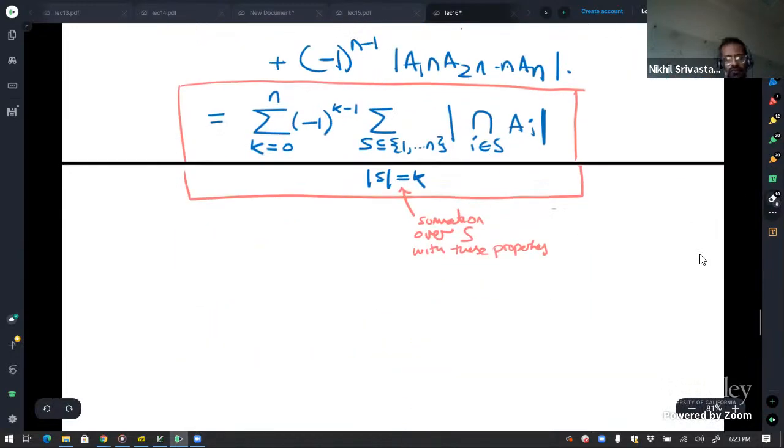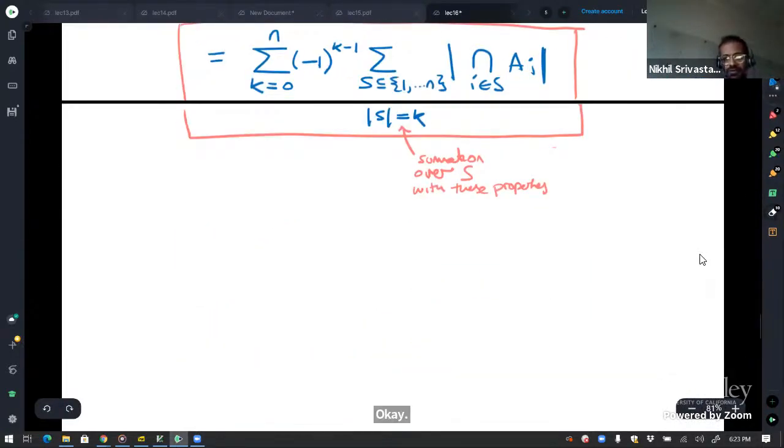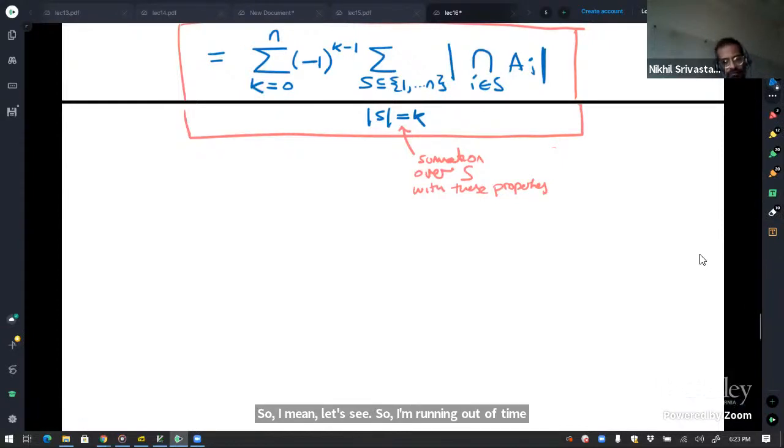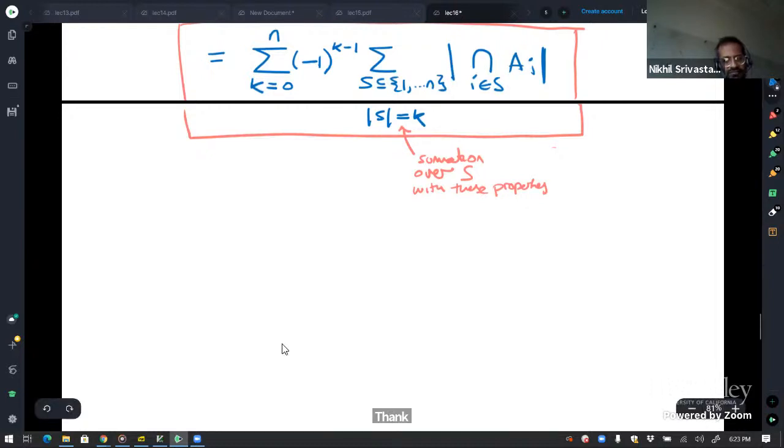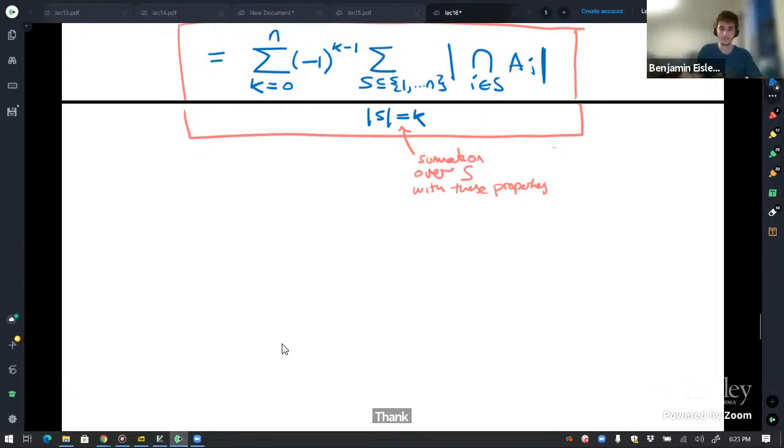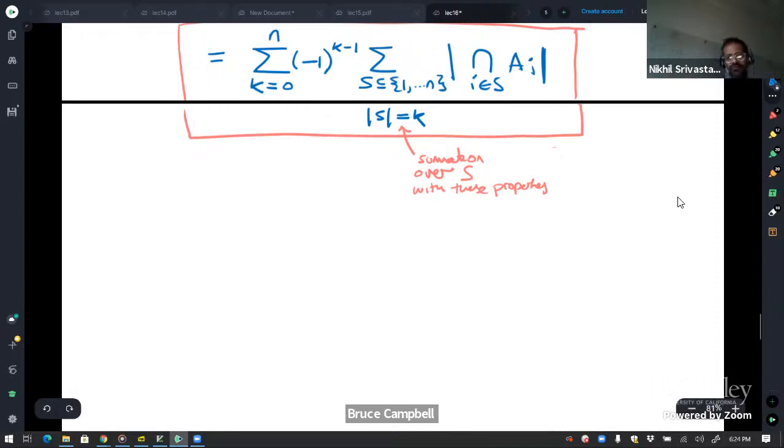Okay, so I'm running out of time, so I was going to do an example and a proof. Do people have a preference? Should I do the proof of this or an example? You can just enter it in the chat. Okay, example, proof, example. Okay, it looks like more people want an example. So let's do an example.